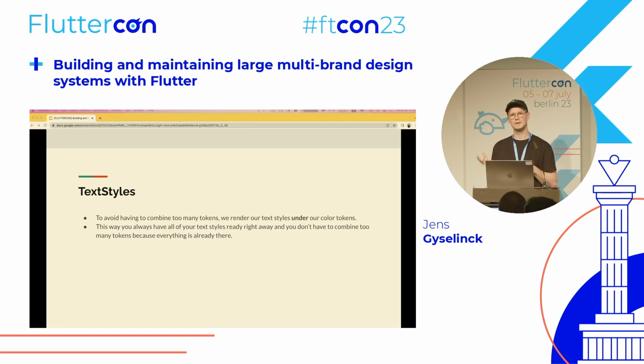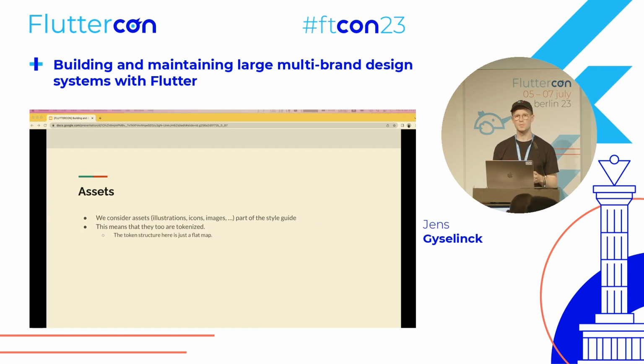So following that same logic, we also want to avoid having to combine too many tokens together. So we render all of our text styles under all of our color tokens. So if, for example, you want to have a primary color text somewhere, we go through the primary token and then we select the text style that we want to avoid having to combine two tokens together. Not only is it nice that you can just reason over it, you go through the color to what text style you want, but you also don't have unexpected combinations of tokens, so you can avoid those as well.